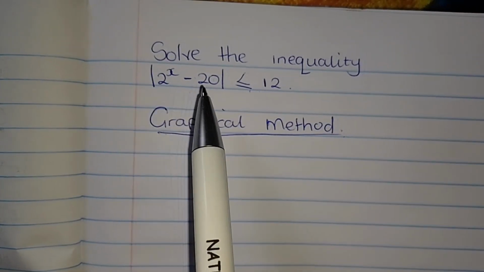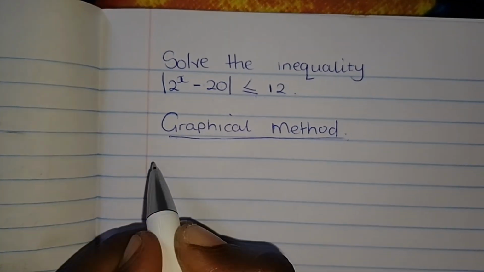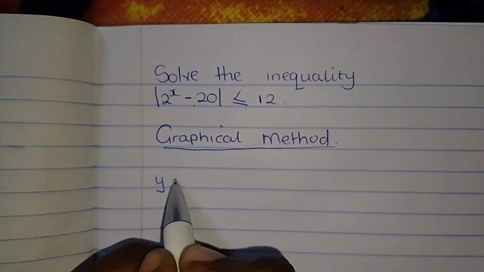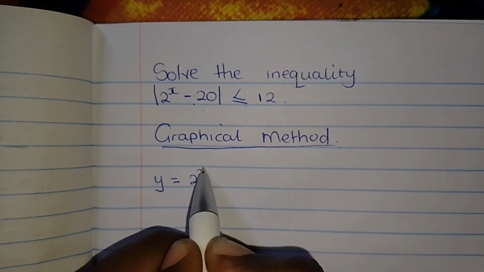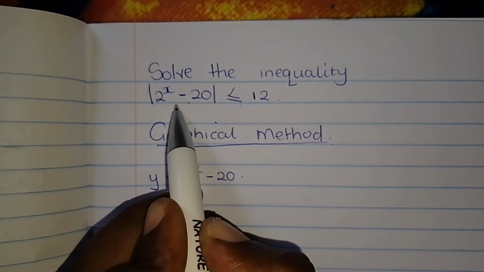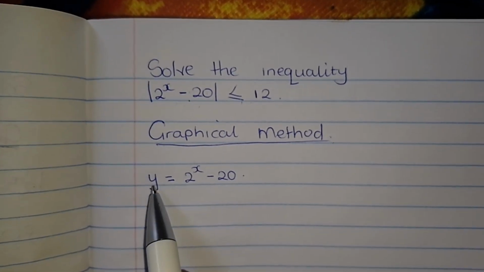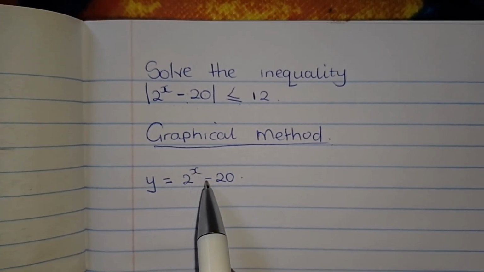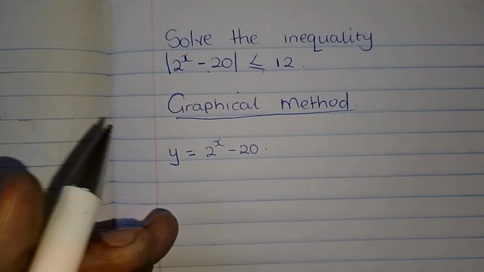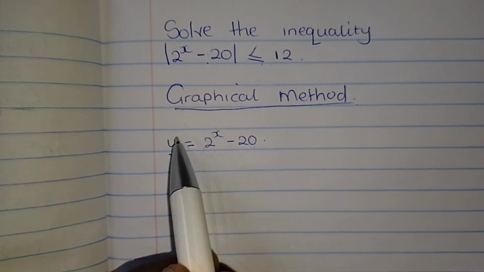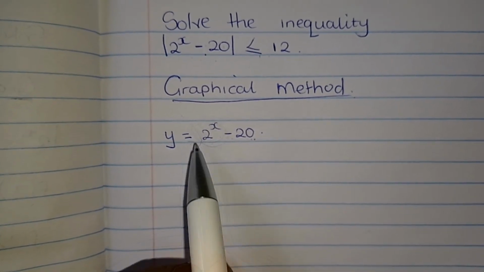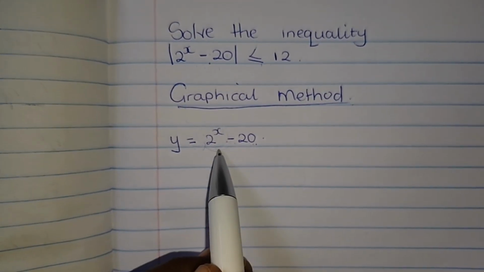To sketch this graph, first of all we sketch the graph of y equals 2 to the power x minus 20, before the modulus. We want to see the nature of the graph. Remember, the graph of y equals 2 to the power x minus 20 belongs to the exponential family.